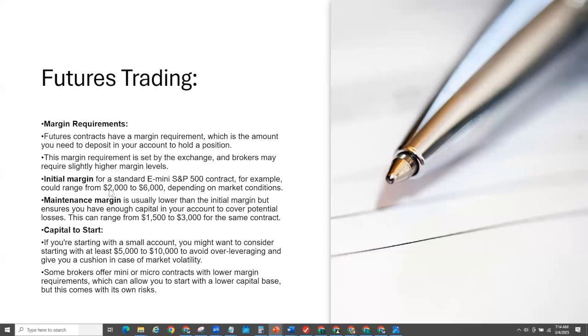And this can range, for this example here, from $1,500 less than the 2,000 to 3,000, and that's less than the 6,000 for the same contract. And maintenance margin is to maintain a position between sessions or intraday. Capital to start. And we like to think in terms of a small account.